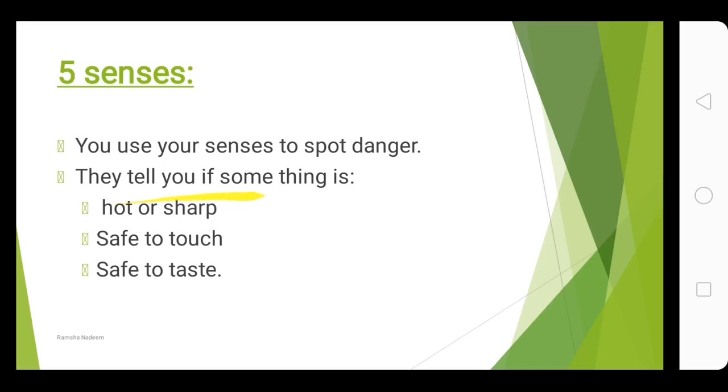They tell you if something is hot or sharp, so safe to touch or safe to taste. Okay? If for instance we have a knife around us and it is very sharp, it is our senses that tell us that no, you should not touch that sharp knife. It will cut your finger. So our senses help us know if something is safe to touch or eat.